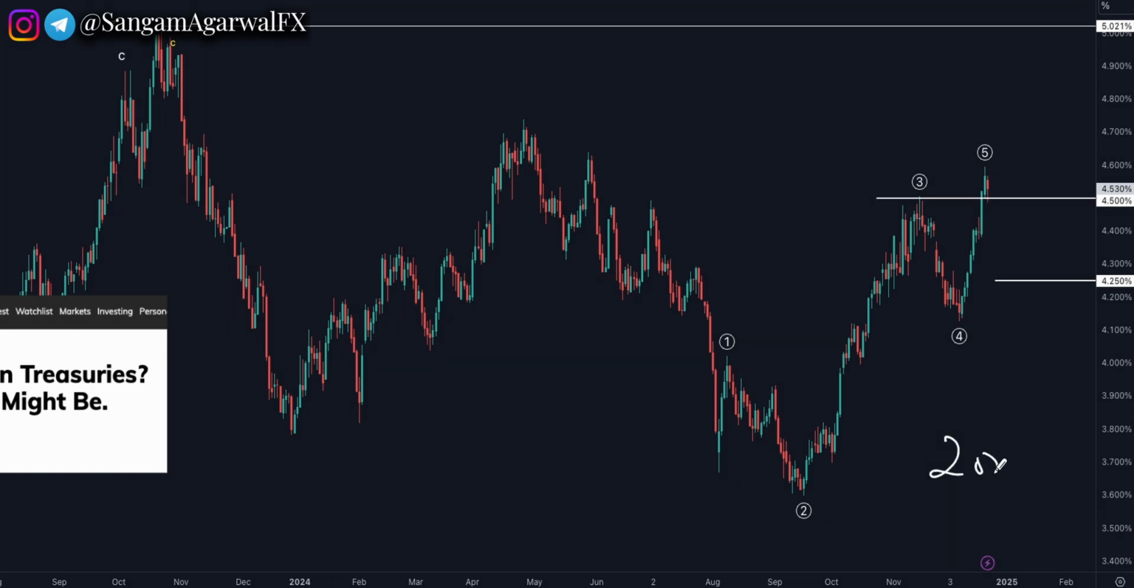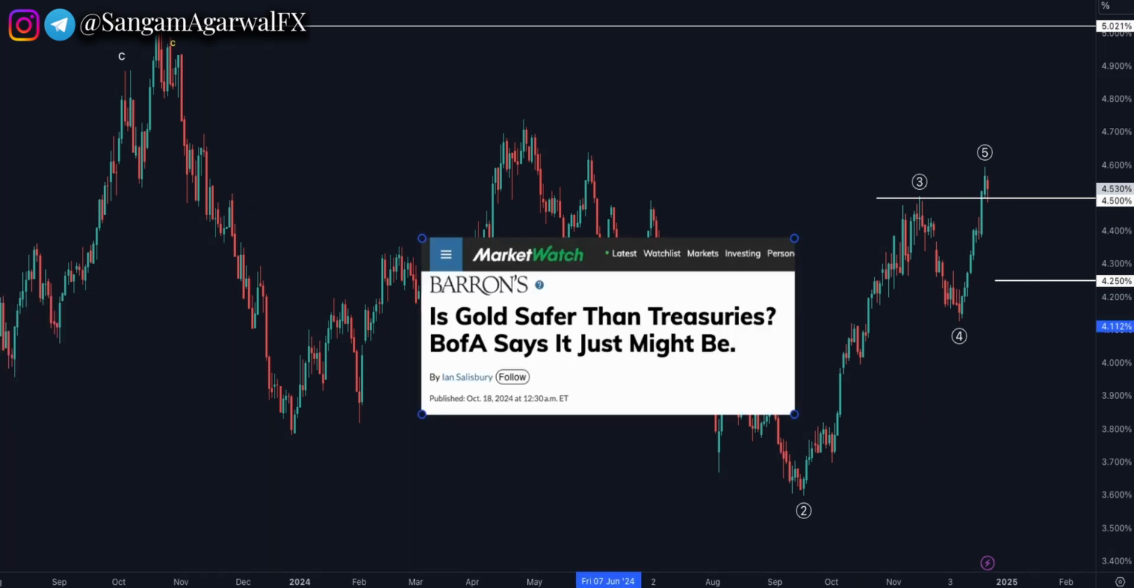But end of 2025 December FOMC meeting, yield will be trading near 3.6%. And before you ask that question, just read this news headline. This is a race for reserve currency. Who is safe haven, gold or treasury? You will get your answer.